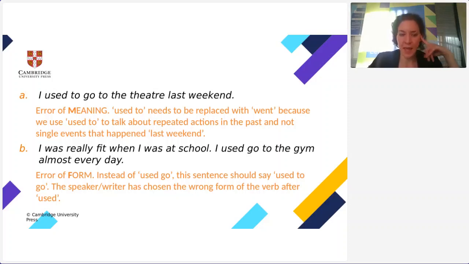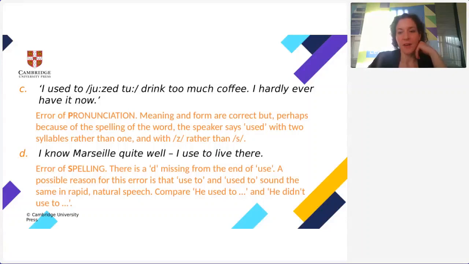The meaning error. The second one, error of form. Instead of used to go, there should be use to go, because that's the form of this form. It goes with an infinitive. Yeah, done. Form error. It was a little bit more difficult with this one, but these are also easy things.